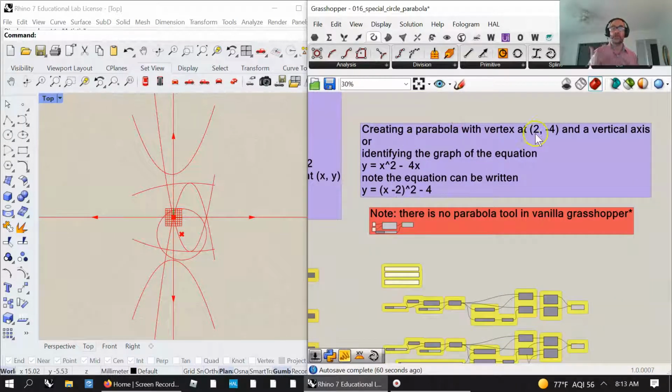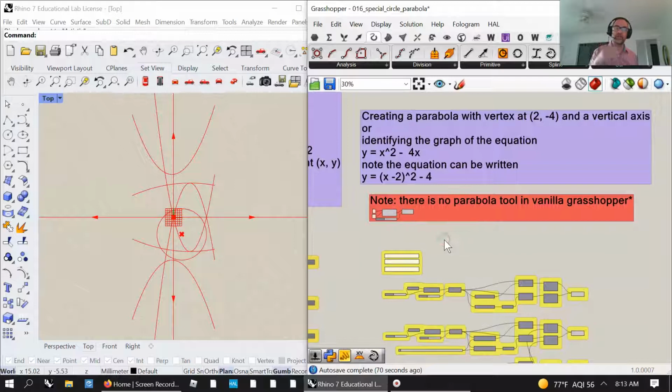So keeping with the same grid, which is nice to have. Creating a parabola at vertex 2 and -4 and a vertical axis, or identifying the graph y equals x squared minus 4x, you can write that again, and you'll see that, okay, obviously I have to bring it down and move it over. So up 2 and over 4, because you have to reverse the quantity from positive to negative.